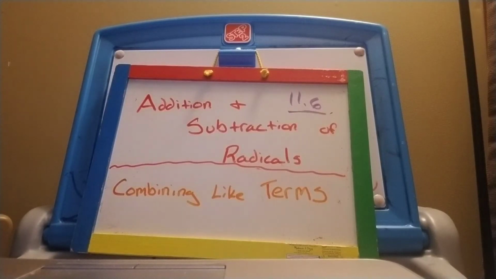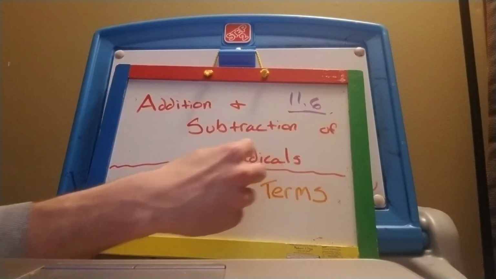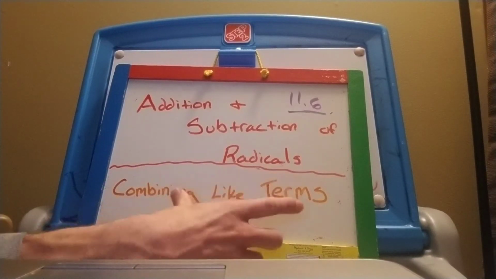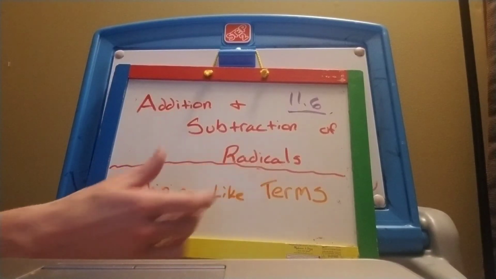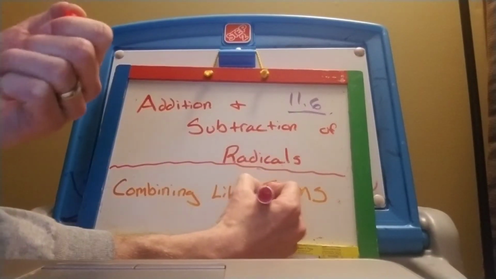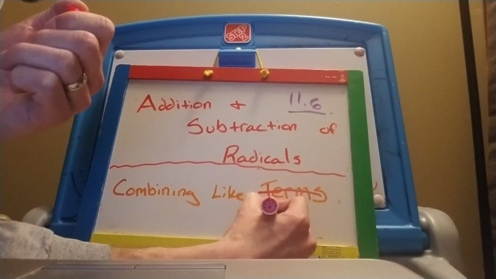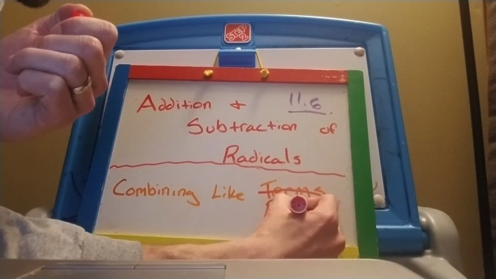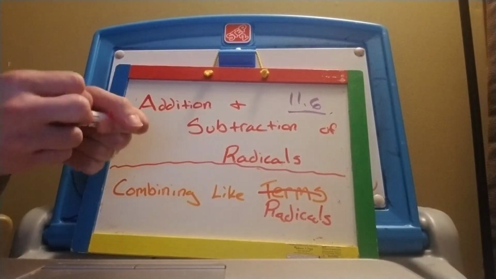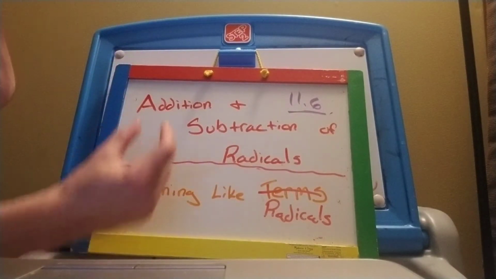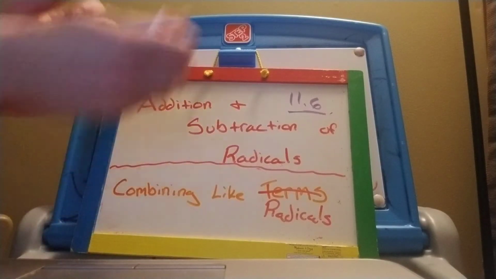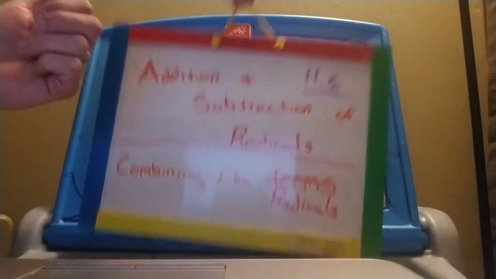So anyway, addition and subtraction of radicals. I wrote under here, this is kind of your key. Think combining like terms, because that's what you're going to be doing. When you're adding and subtracting radicals, you can only add and subtract like radicals. So instead of combining like terms, we're going to think combining like radicals. You can only add things under the square root with other things under the same square root, under the same radical. I'll show you exactly what I mean right now.